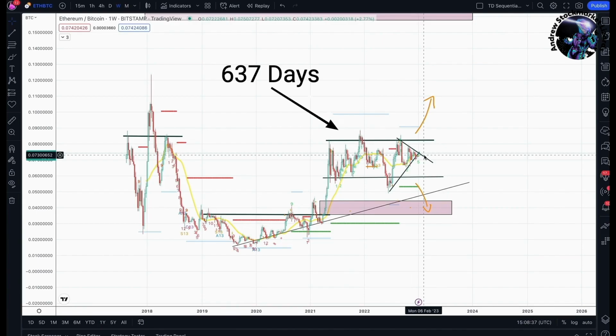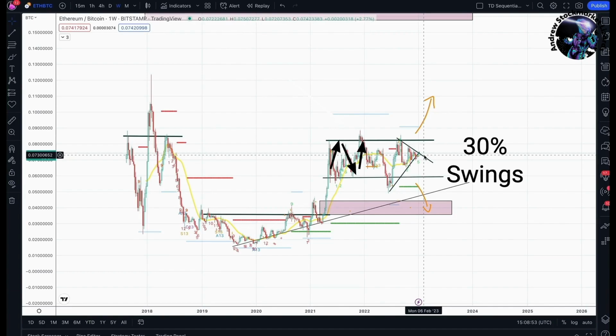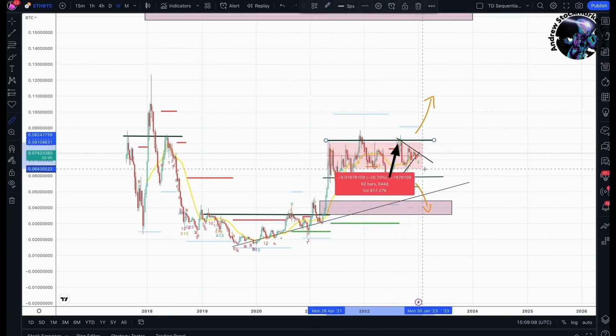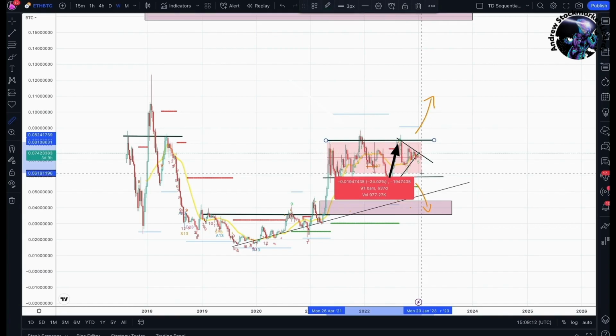For the last 637 days, Ethereum has been trending between 0.081 and 0.059. These are roughly 30% swings. Up, down, up, down. You could argue it almost broke out back in December of 2021, but quickly came back into this channel. And you can argue it almost broke down in June of 2022, but quickly found support and made its way back to retest the highs of 0.08283.